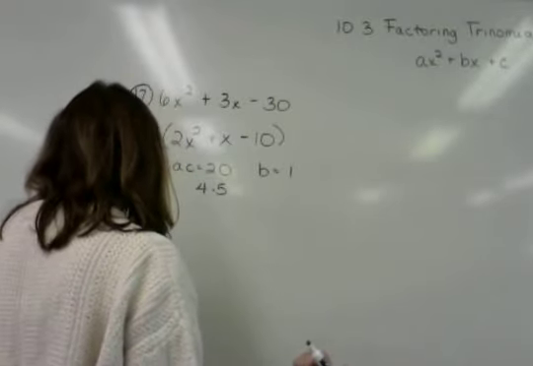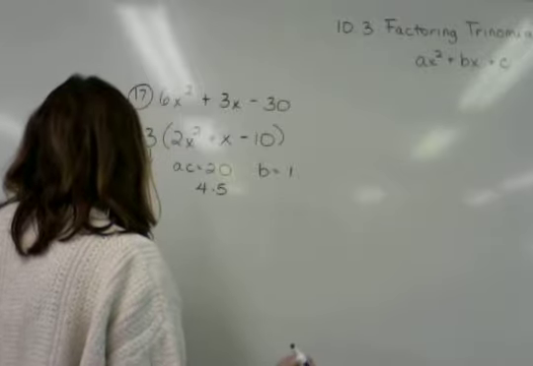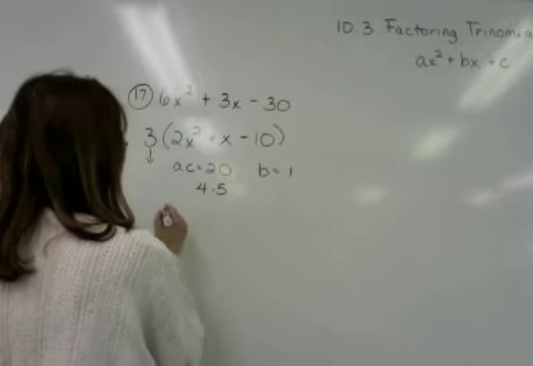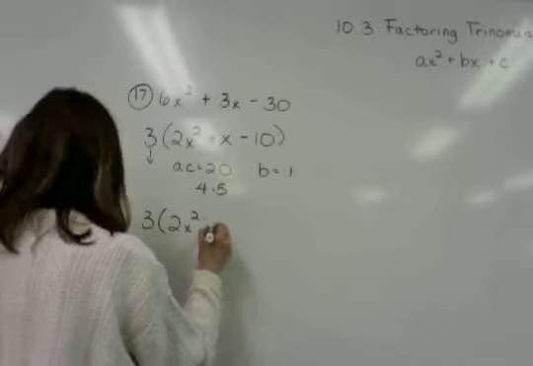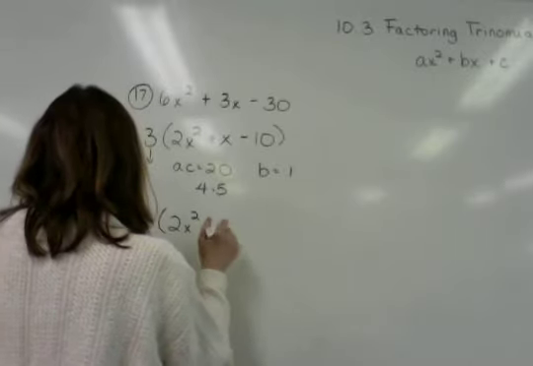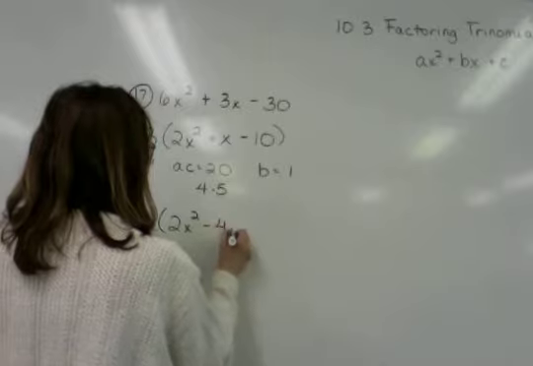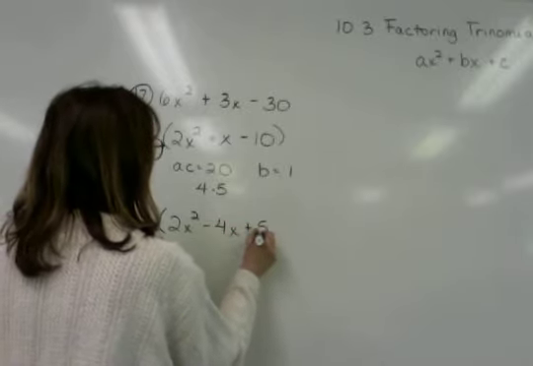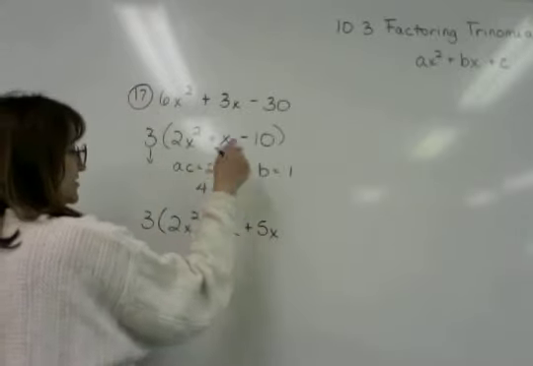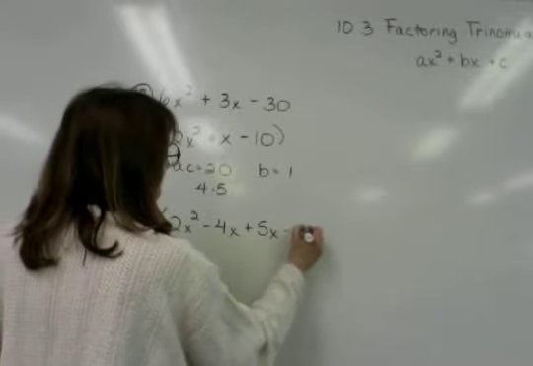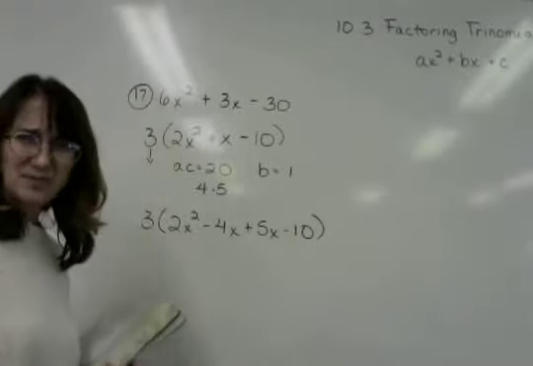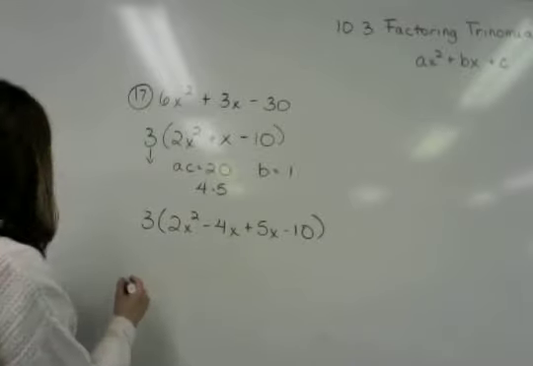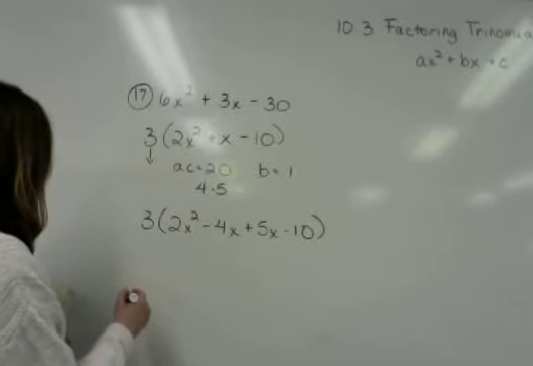So let's go ahead and start writing this out. So we have got 2 numbers. I'm going to bring down my 3. I have 2x squared. Then I'm going to have a negative 4x, a positive 5x in order to get that positive 1. And then I still have the 10. And this is where you might want to start using big brackets and little parentheses, just so you can kind of figure out what's happening.